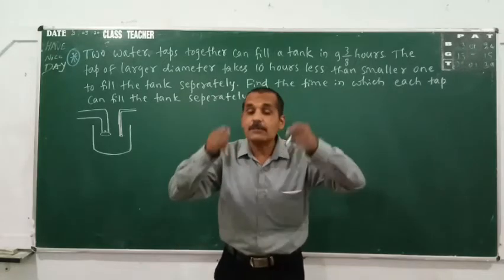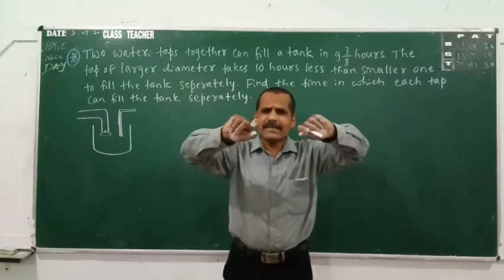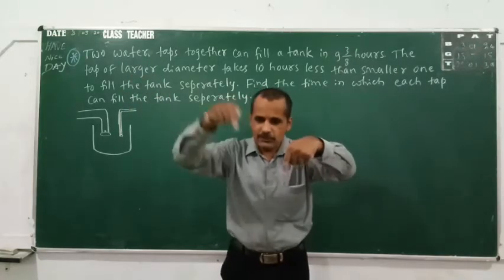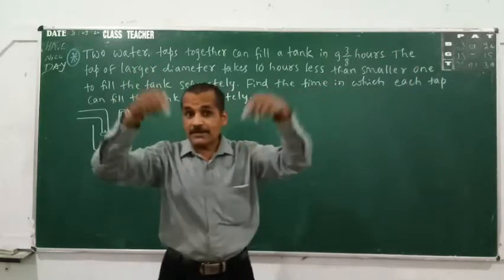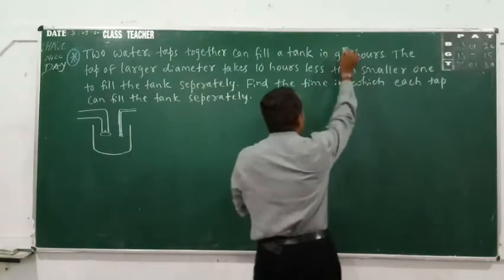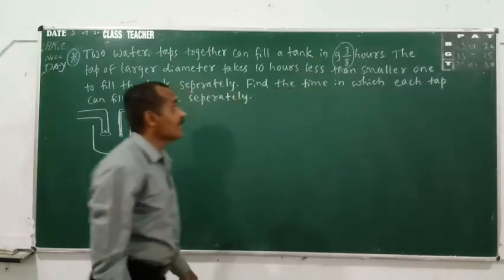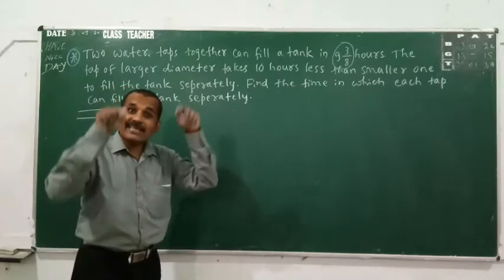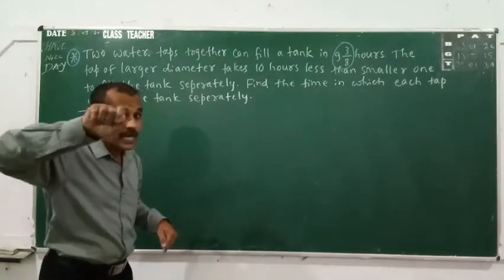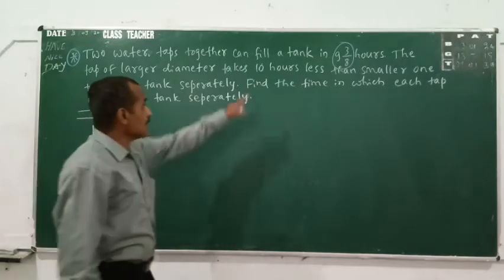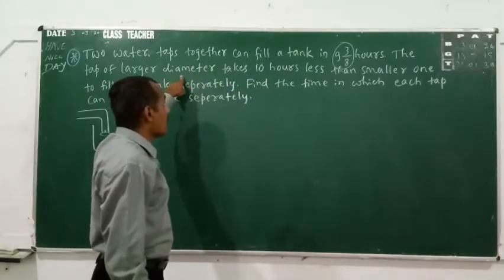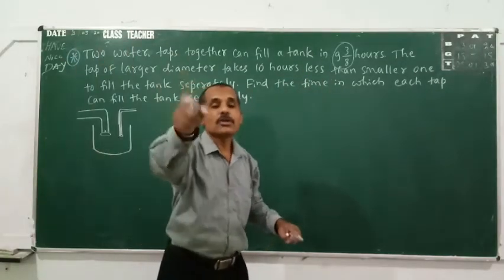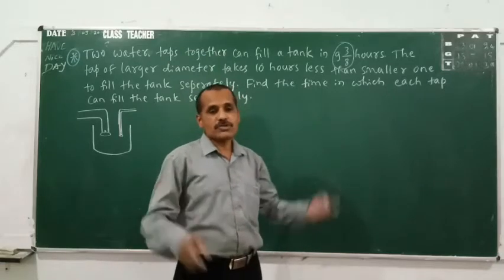If together they are kept on combinedly, there is an input from here, and from here also there is an input. If both taps are kept on together, the tank is filled in 9 hours or 9 into 3 by 8 hours. When both are kept on. When individual taps are operated, then the larger diameter tap takes 10 hours less compared to the tap with smaller diameter. Okay, this is the question.